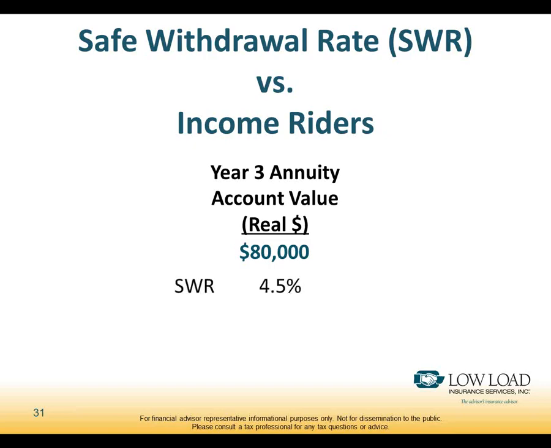So for Sam, I'm told by a lot of financial advisors, the safe withdrawal rate is going to be about 4.5% for him, which is going to give him annual withdrawal of around $3,600.